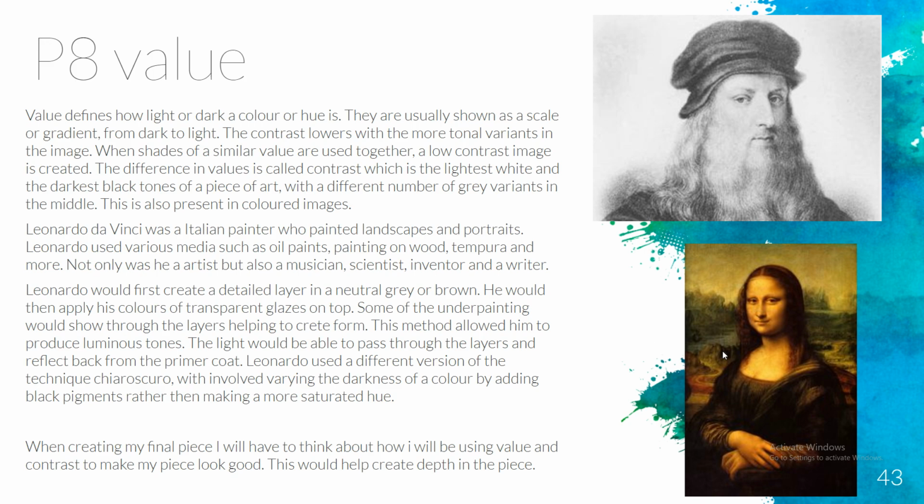Leonardo would first create a detailed layer in a natural grey or brown. He would then apply his colours as transparent glazes on top. Some of the underpainting would show through the layers, helping to create form. This method allowed him to produce luminous tones. The light would be able to pass through the layers and reflect back from the primer coat. Leonardo used different versions of the technique, which involved varying the darkness of colour by adding black pigments rather than making a more saturated hue.